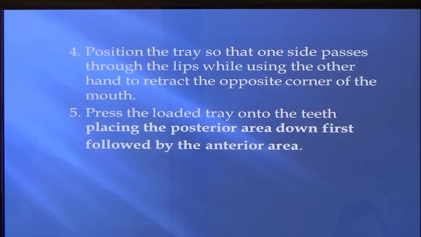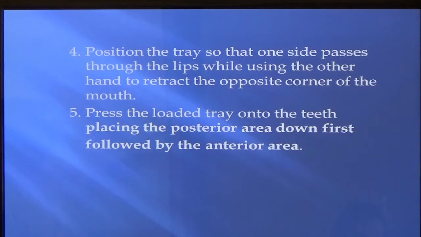Press the loaded tray onto the teeth, placing the posterior area down first, followed by the anterior. That should make sense, because if you have a full tray and you start with the front and you squeeze it back, what's going to happen to the material? You're going to squeeze it back, right? And you don't want it to go back, because you're going to gag the patient. They're going to want to swallow and spit it out at you. So you seat the back first and roll it forward, so you get all that excess coming out underneath the lips, and then you put it over the lips. And we'll show you when we do it.